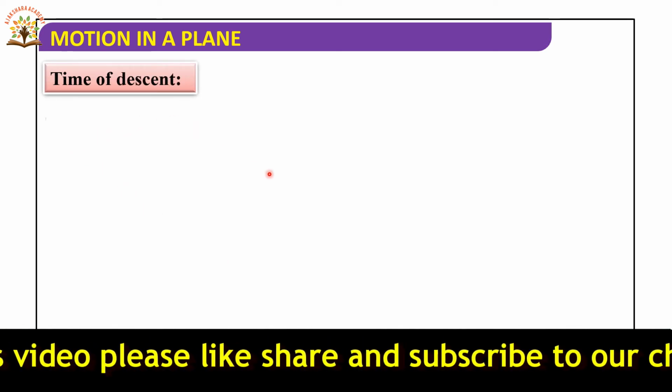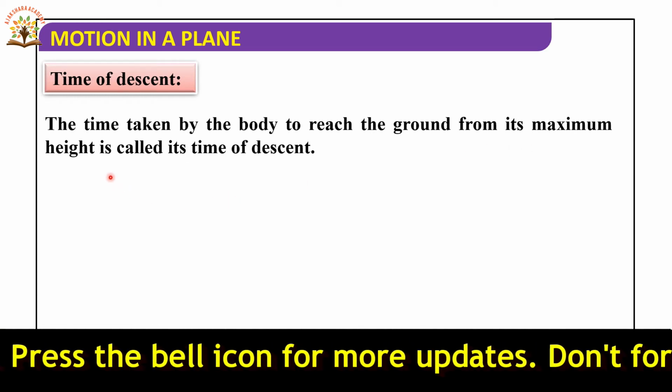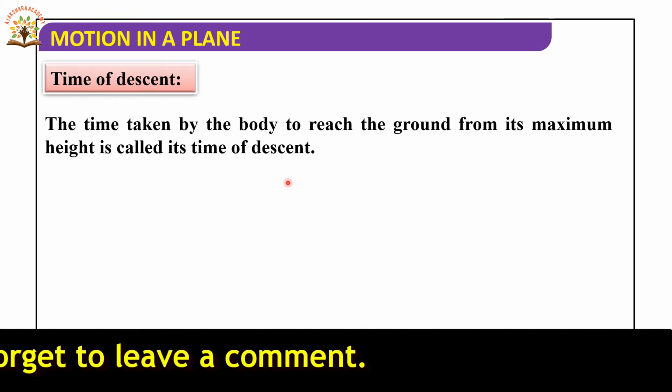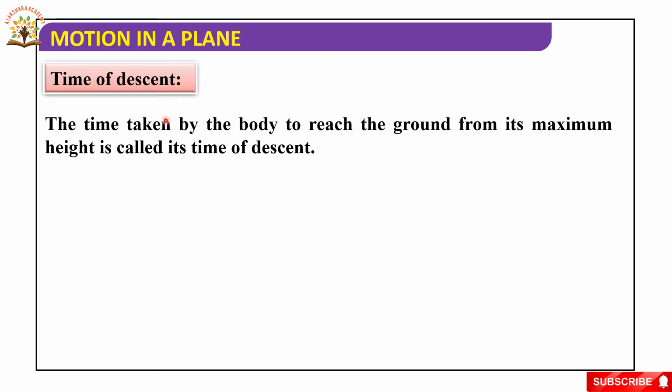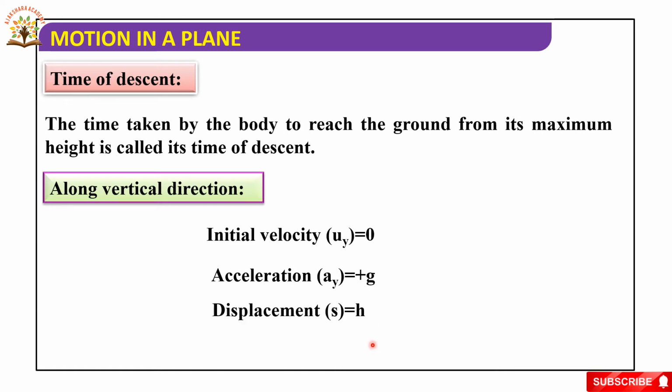Time of descent. The time taken by the body to reach the ground from its maximum height is called its time of descent. Along vertical direction, initial velocity uy is equal to 0, acceleration ay is equal to g and displacement s is equal to h. Time taken t is equal to td. Time of descent we are taking as t suffix d.